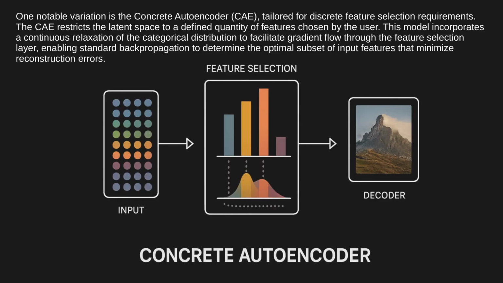One notable variation is the concrete autoencoder, CAE, tailored for discrete feature selection requirements. The CAE restricts the latent space to a defined quantity of features chosen by the user. This model incorporates a continuous relaxation of the categorical distribution to facilitate gradient flow through the feature selection layer, enabling standard backpropagation to determine the optimal subset of input features that minimize reconstruction errors.